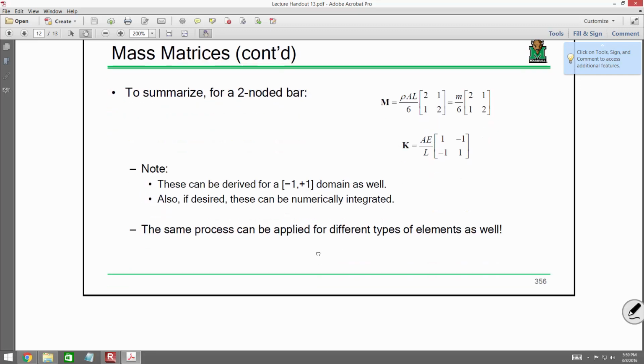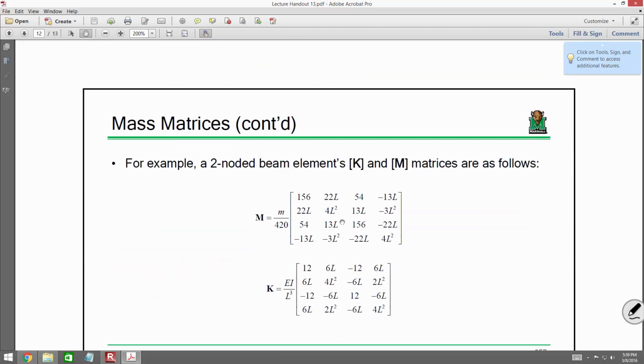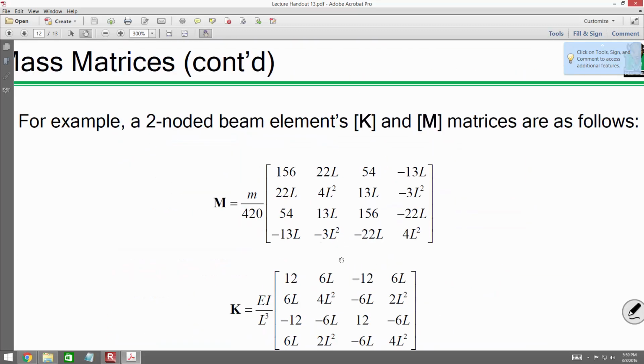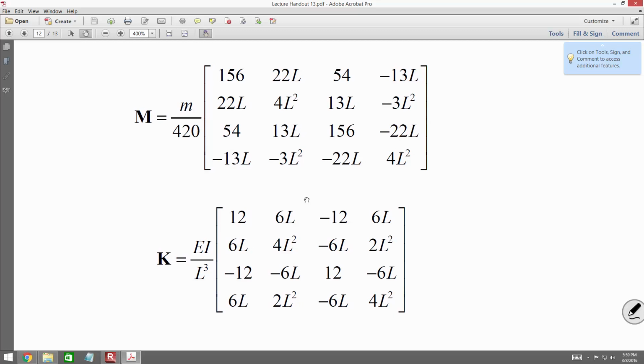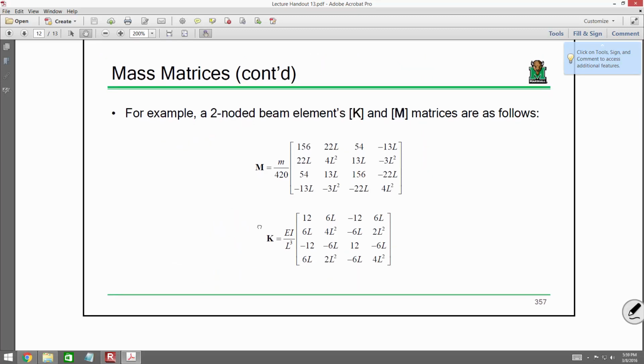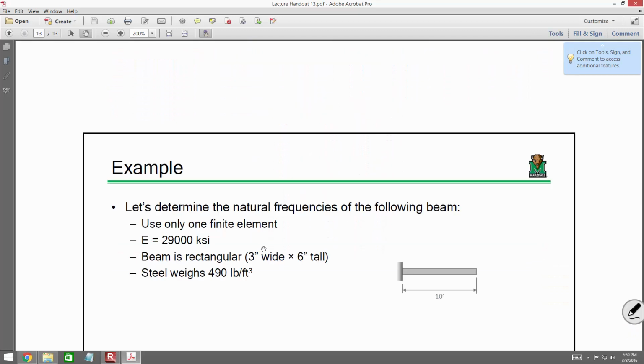Let's take a look at this. I figured I would give you this. I'm actually going to zoom in a little bit because I want you all to see this. So this is the stiffness matrix for a beam. This is the mass matrix for a beam. Everybody okay with that? That's just after going through and doing all the derivations and what have you. So for a two-noded beam, there's your stiffness matrix and mass matrix.